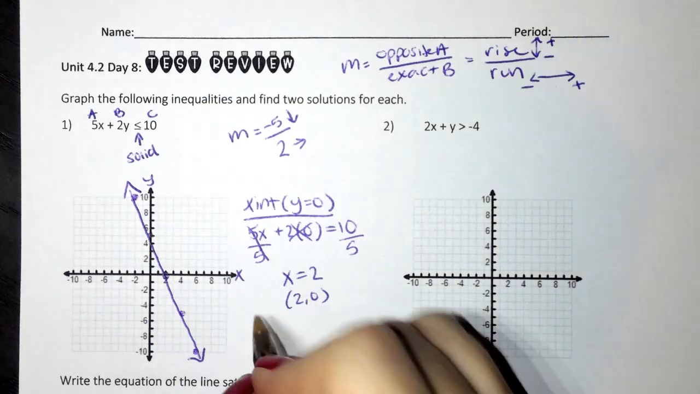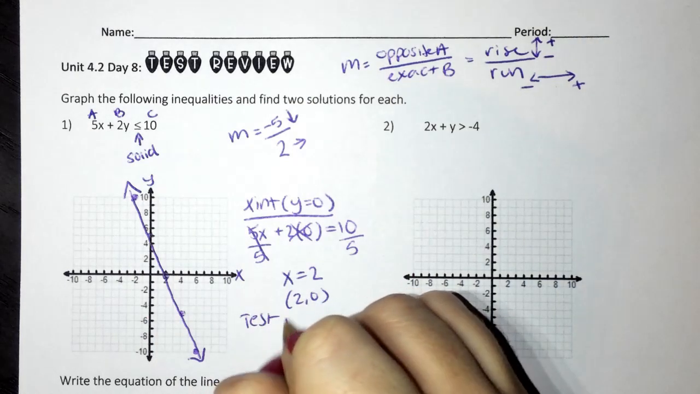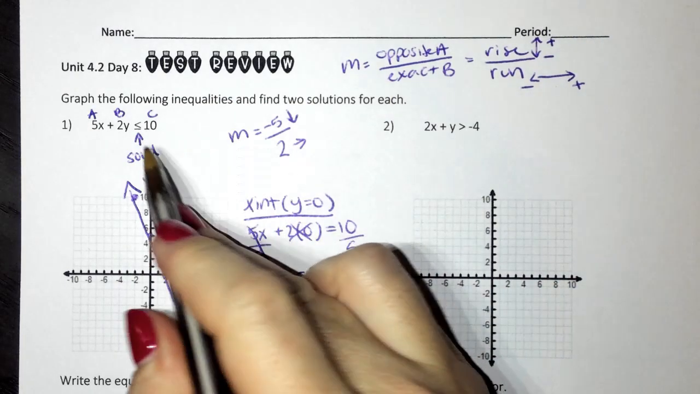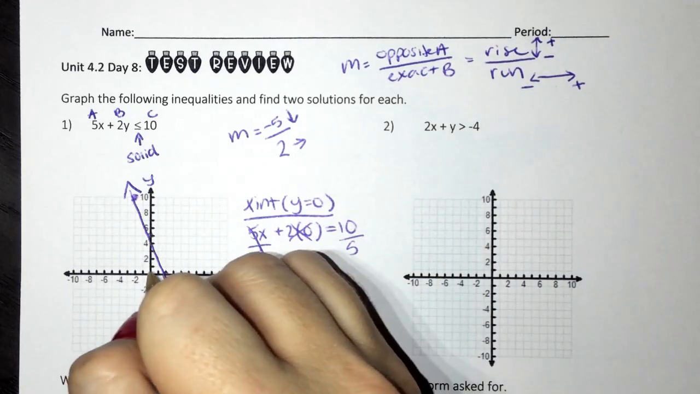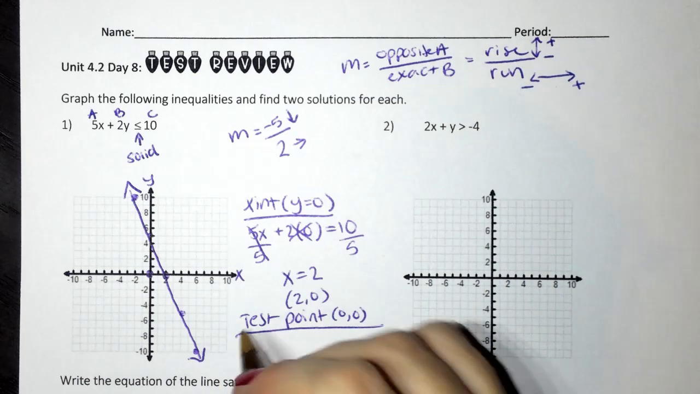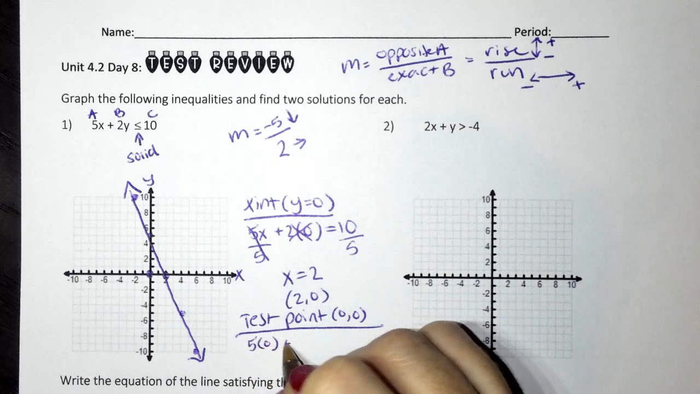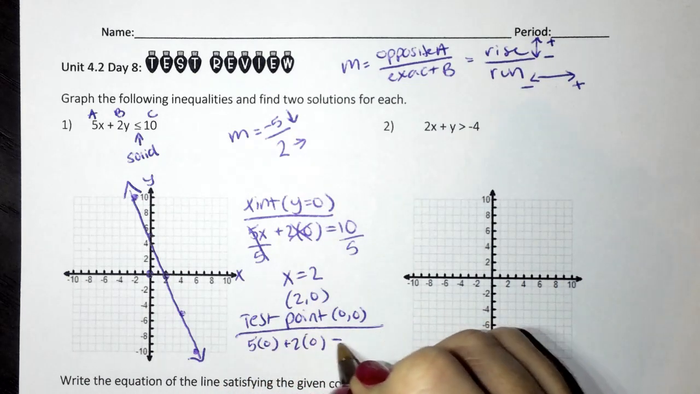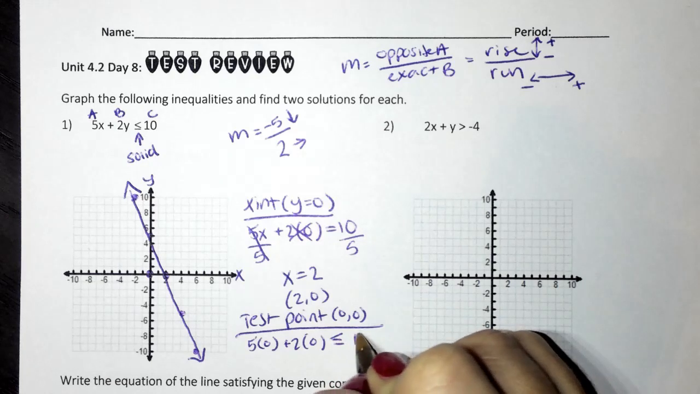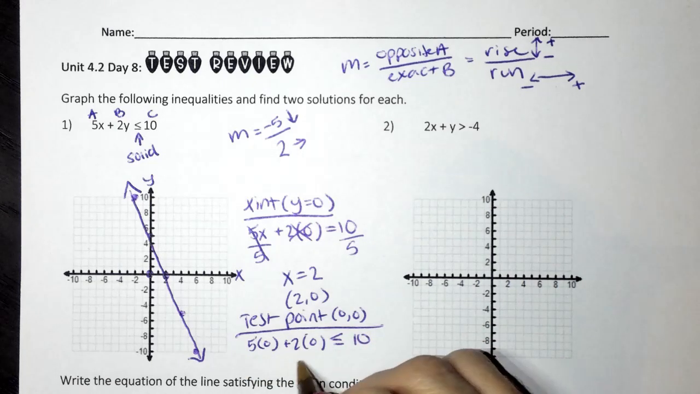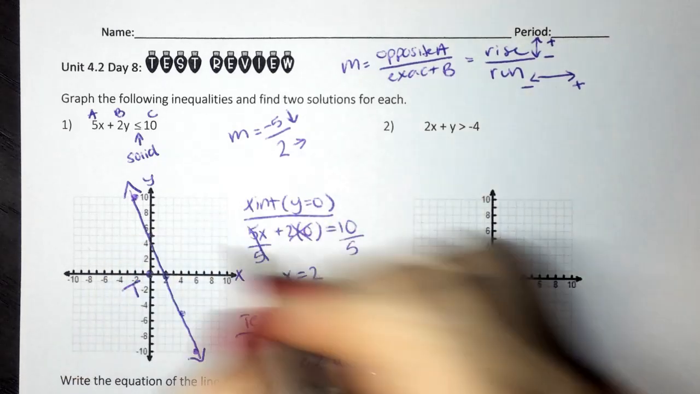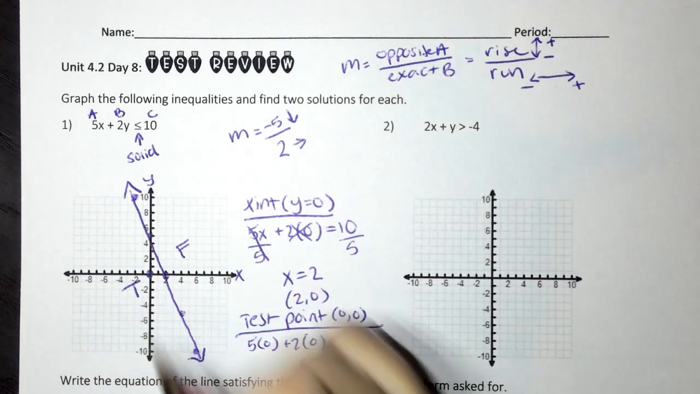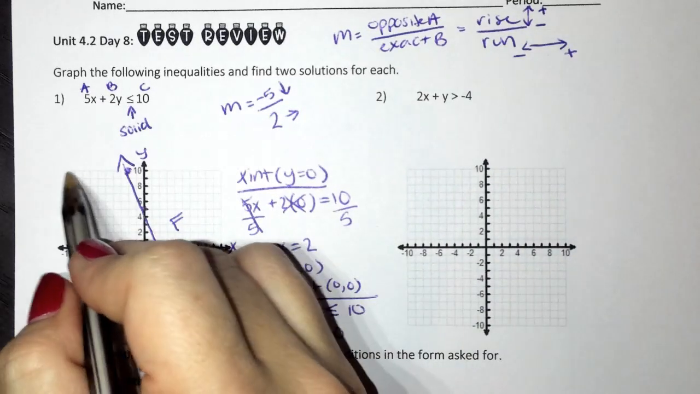And then I need to test a point. Remember, when it's in standard form, you can't trust the symbol. So I'm going to always test a point not on the line. I'm going to test (0, 0) because it's not on my line, and it's easy to plug in. So 5 times 0 plus 2 times 0 is less than or equal to 10. 5 times 0 plus 2 times 0 is 0. Is 0 less than or equal to 10? Yes, so this side is true, and we're going to shade the true side.